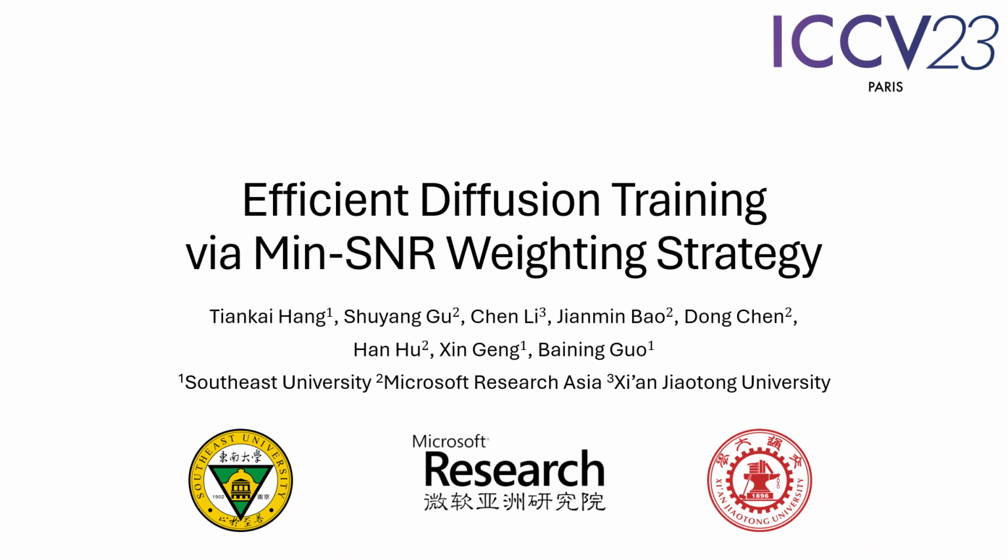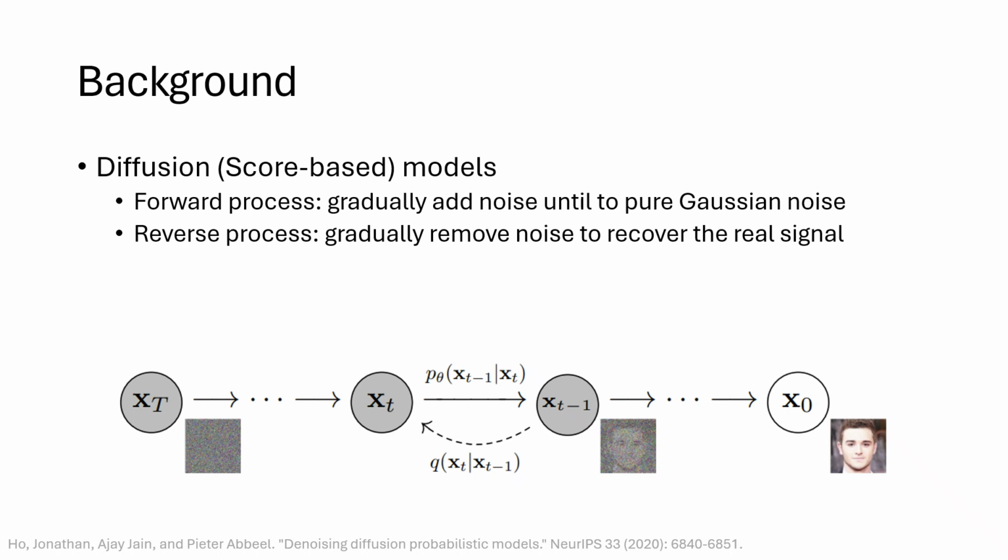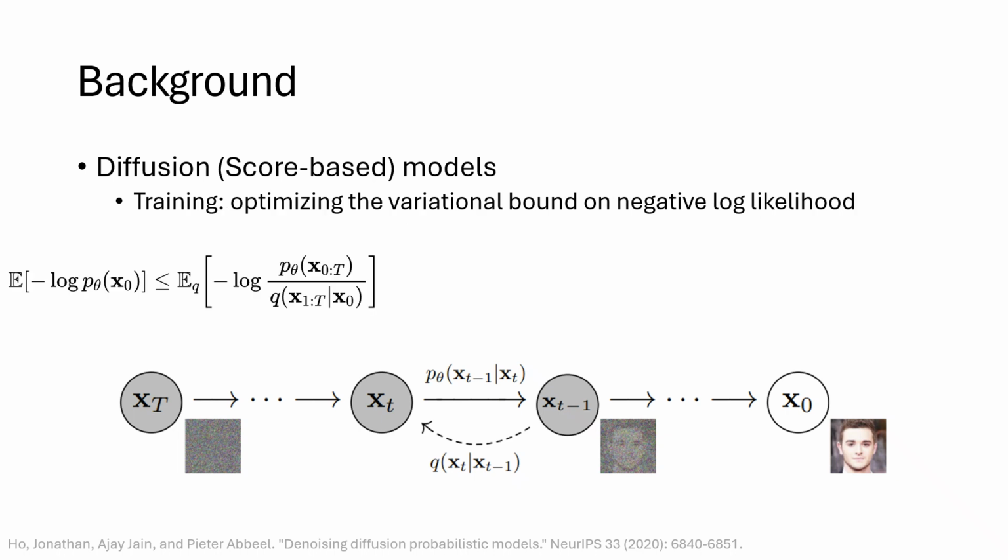We will first have a quick review of the basics of diffusion models. Diffusion models are a class of latent variable models to learn the distribution of real-world data. It consists of two processes: forward process to gradually add noise until the signal becomes pure Gaussian noise, and reverse process to gradually remove noise to recover the real signal. If we want to generate a sample, we start by sampling a point from Gaussian noise and then gradually remove the noise. The training objective of the diffusion model is to optimize the variational bound on negative likelihood.